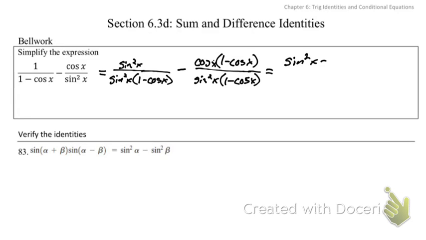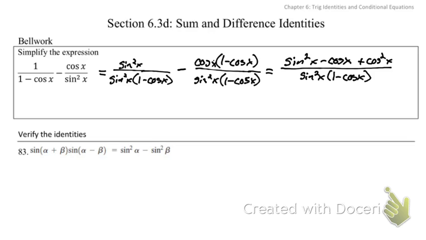All right, so that should be just cosine x. So we're distributing a negative cosine x. Negative cosine x times 1 is a negative cosine x. Then we have negative cosine x times a negative cosine x, which would be a positive cosine squared x. All over, we're going to leave it as sine squared x, 1 minus cosine x.